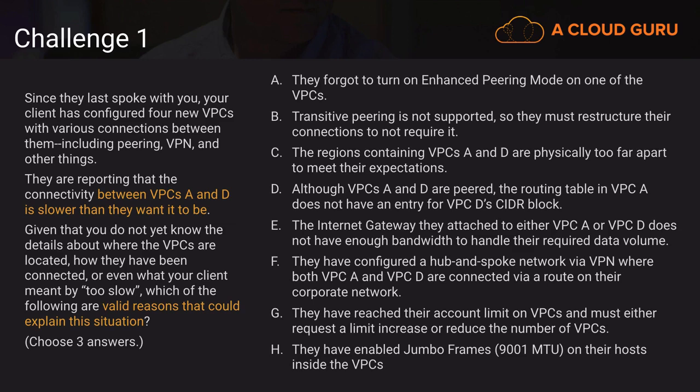Although VPCs A and D are peered, the routing table in VPC A does not have an entry for VPC D's CIDR block. Well, this is one of those all or nothing items. And if we didn't have a route in the routing table in A, then we wouldn't be able to reach D. But here it seems like we are able to reach it. It's just a little slower than they want.